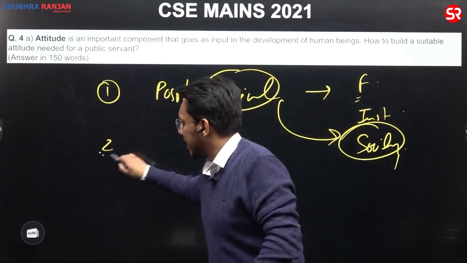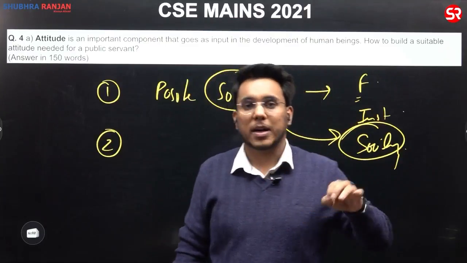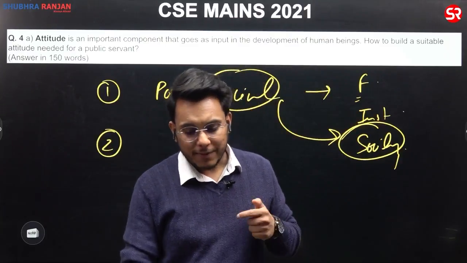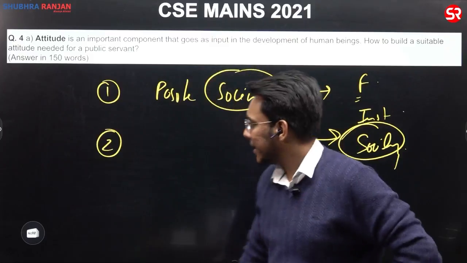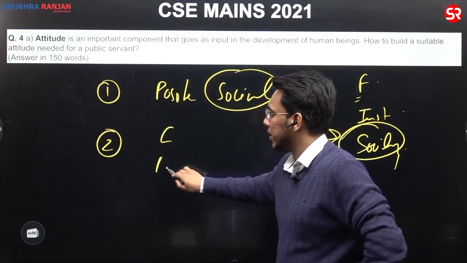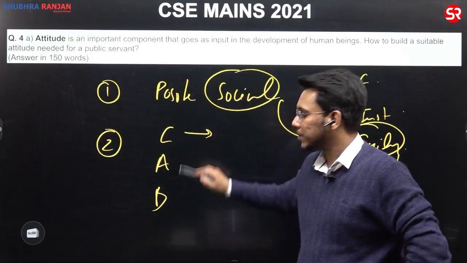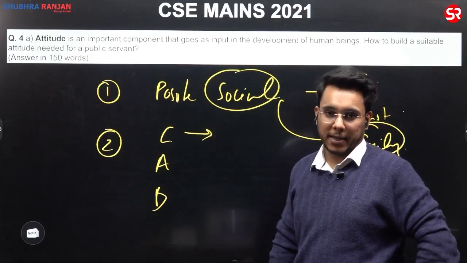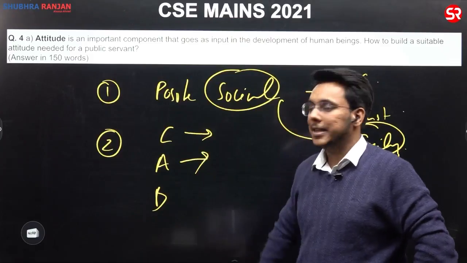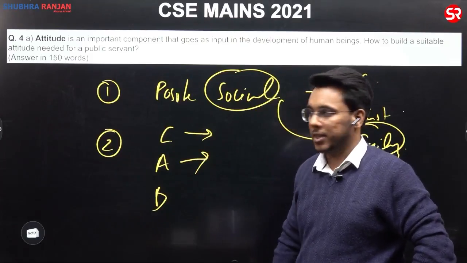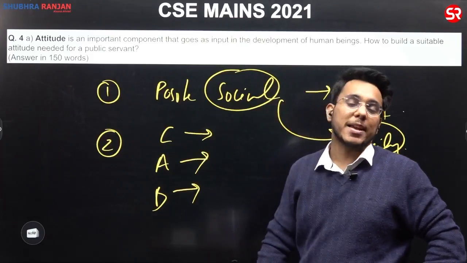Second, now here we will be coming to some more core points. When you talk about attitude, attitude is actually made up of three components: cognitive, affective, and behavioral. Cognitive means the knowledge that you have about the attitude object. Affective, the emotions associated with an attitude object. And behavioral, how you actually behave.